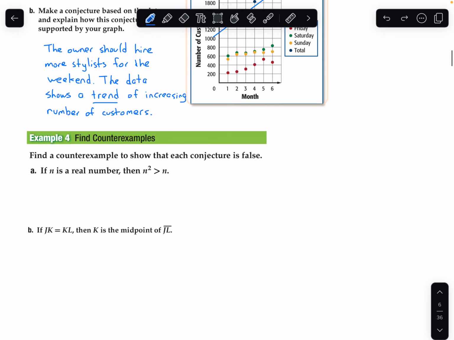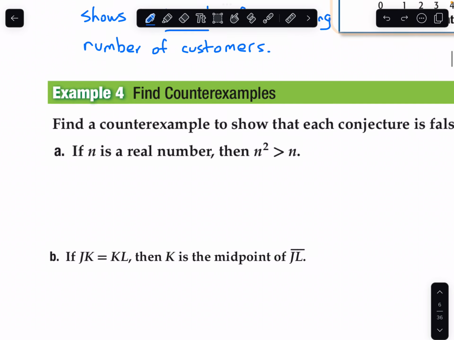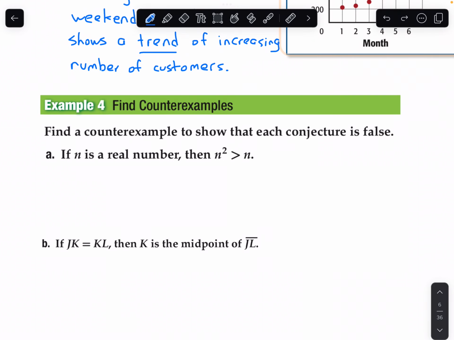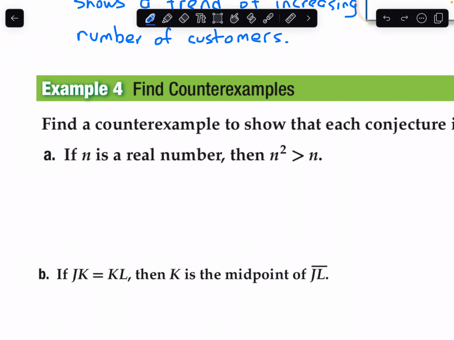All right, and then finally, finding counterexamples. Let's try this. Find a counterexample to show that each conjecture is false. This is going to be, sometimes they will be very obvious. Sometimes it will take a lot of testing and checking things. Sometimes it will require some more out-of-the-box thinking, like, oh, well, what about this? What if this other situation? So let's take a look here. If n is a real number, then n squared is greater than n.